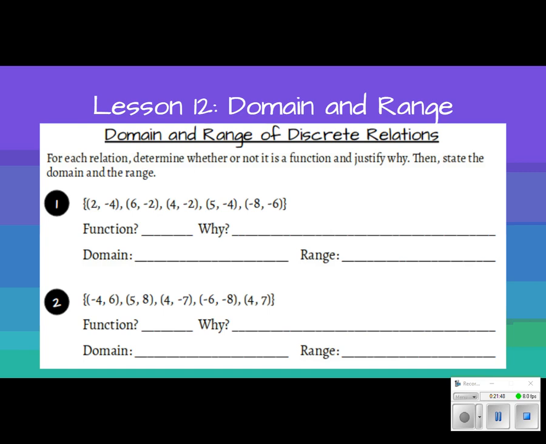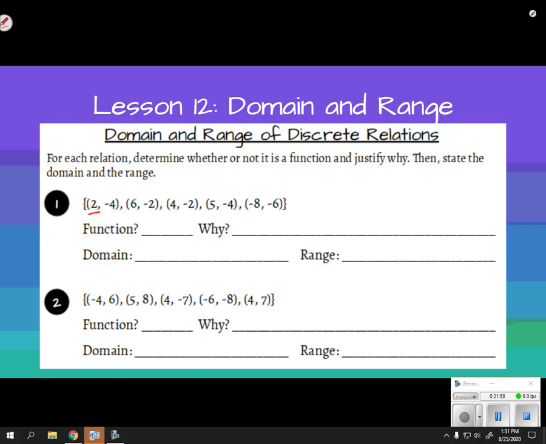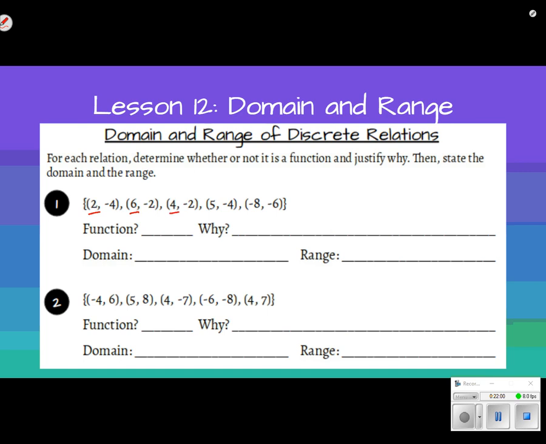So what we want to do, and if you can remember back to the video from yesterday, is look to see, do we have any repeating x's? So I'm going to check all my x's and see if I have any repeats. So I have 2, 6, 4, 5, and -8. No repeats at all. So we're looking good. Is it a function? Yes.